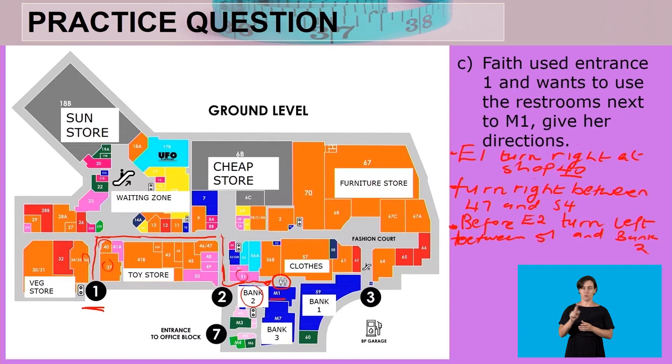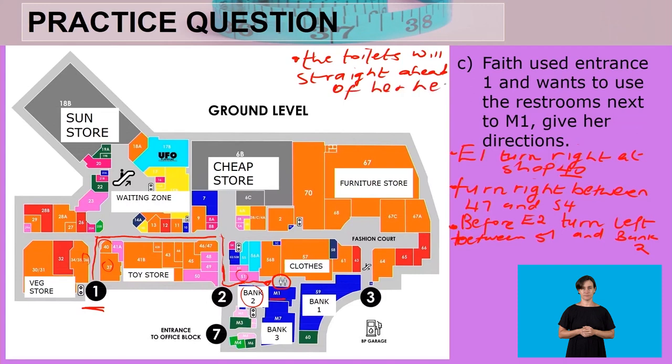bank 2. So now the conclusion, the final one, can I write it here? Then it will say now after turning left between 51 and bank 2, the toilets will be straight ahead of her. So this is how we write our directions.